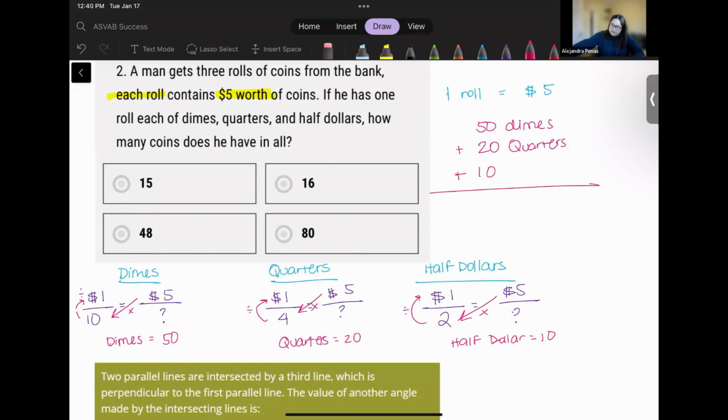Now we just add all these up. That's gonna be 7 plus 1 is 8. So we have a total of 80 coins.